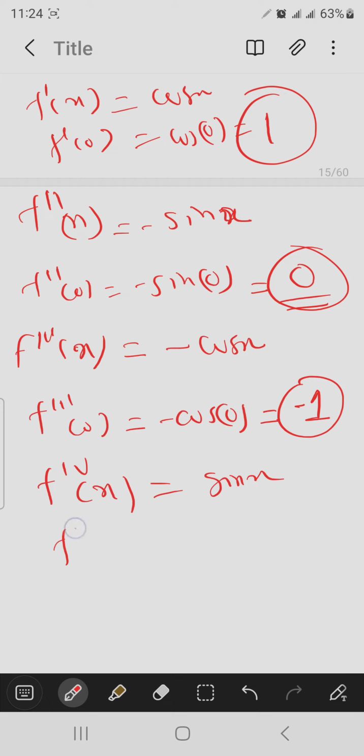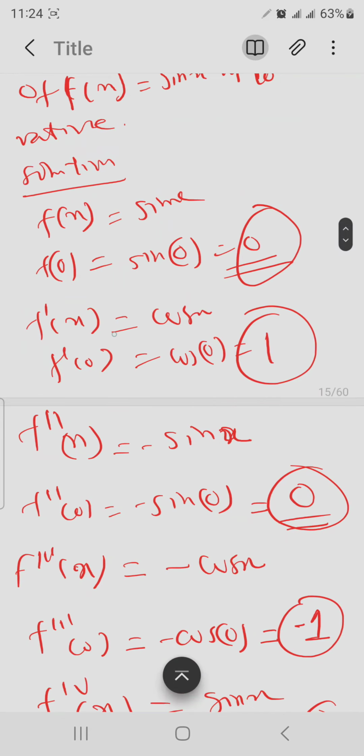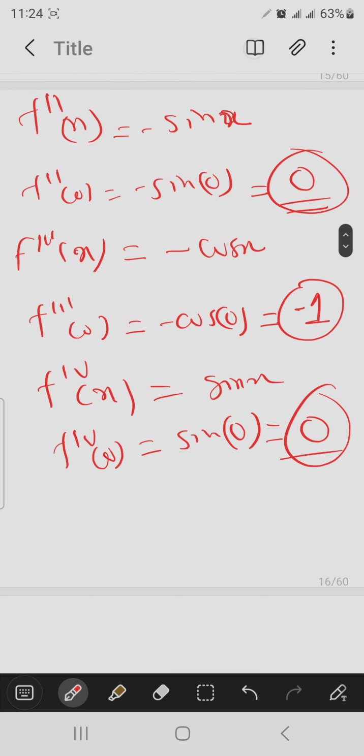So now this one will now be f iv of 0. You know, because what? Sin 0. So we have sin 0, which is 0. So I'm done with this again. You know, more or less like I've started from the top. You see, I will now find the derivative again.